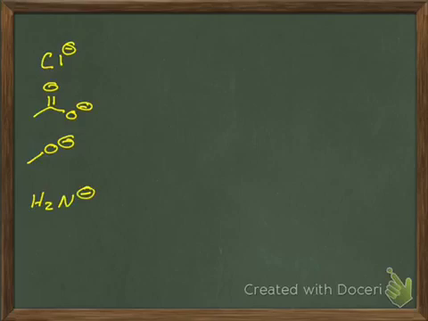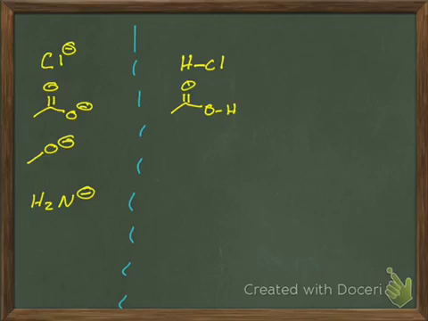Now, what would these look like if we protonated them? They would look like this. For the chloride, it would be HCl. For the anhydride leaving group, it would be that acid, this alcohol, and that amine, in this case, ammonia. All right, sounds good. The pKa's for each of these.